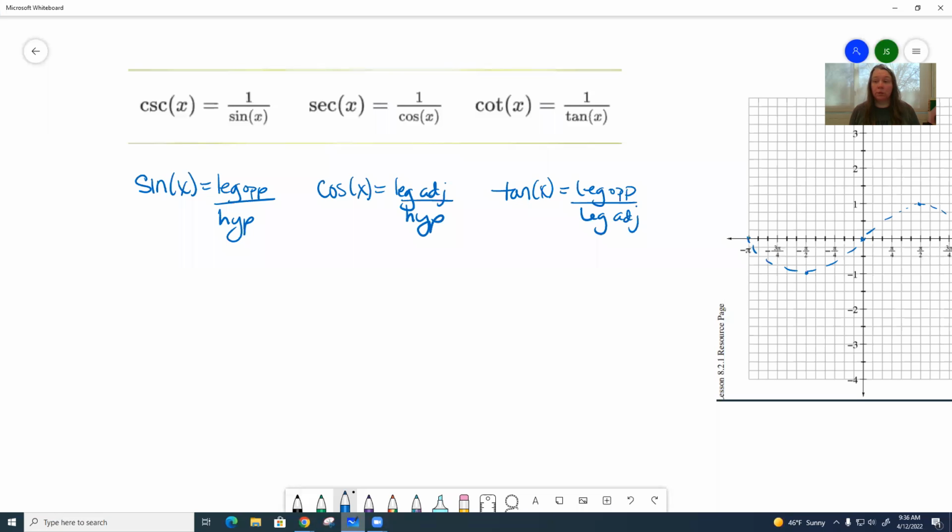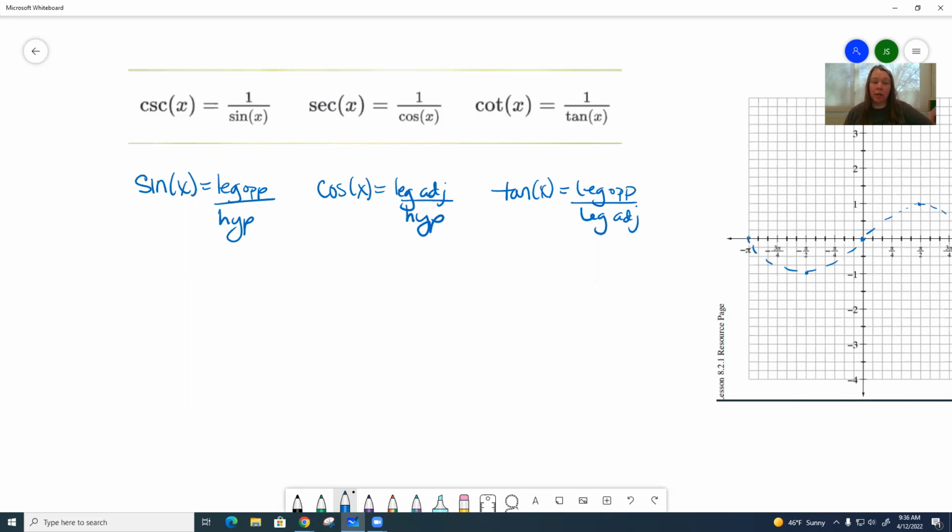Pre-calculus students. We're going to talk about reciprocal trig functions. Okay, so reciprocal trig functions, the reciprocal of the sine, so 1 over the sine of x, we're going to call the cosecant of x.